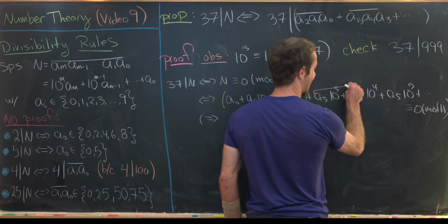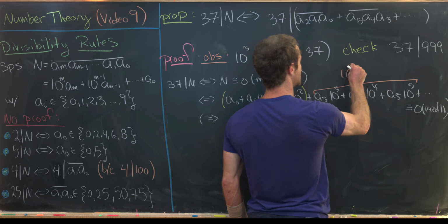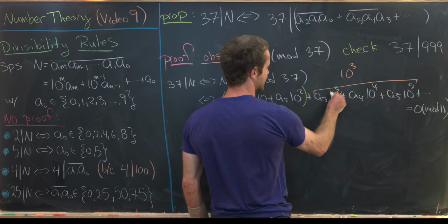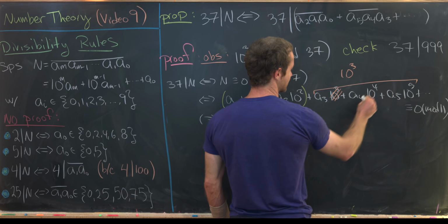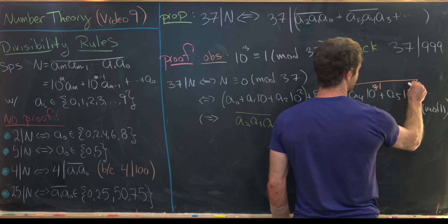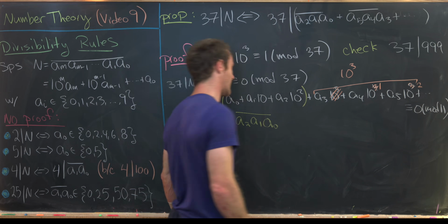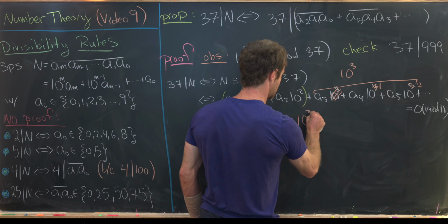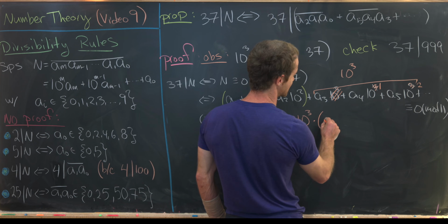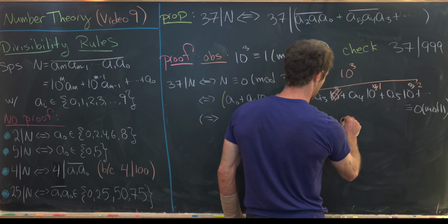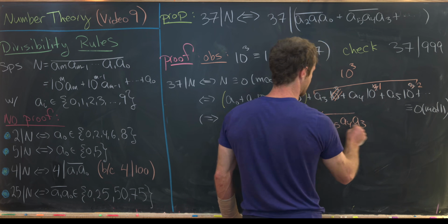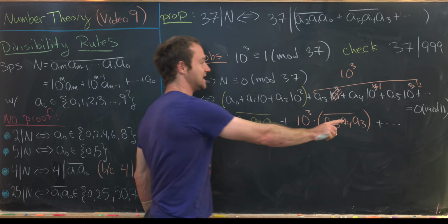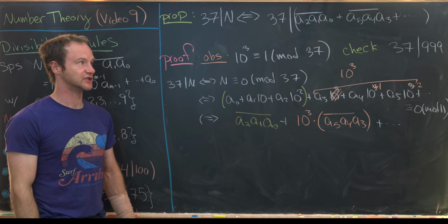Then we can factor a 10 cubed out of this. If we factor a 10 cubed out of this, then this will be 10 to the 0th power. This will be 10 to the first power, and this will be 10 squared. So that's going to leave us with 10 cubed times the 3-digit number A5, A4, A3. And then likewise, you can continue doing that until you run out of digits.